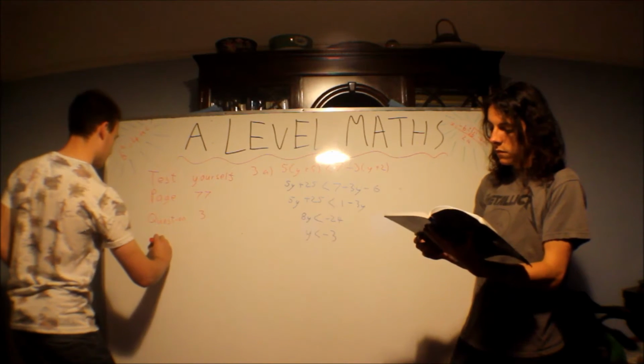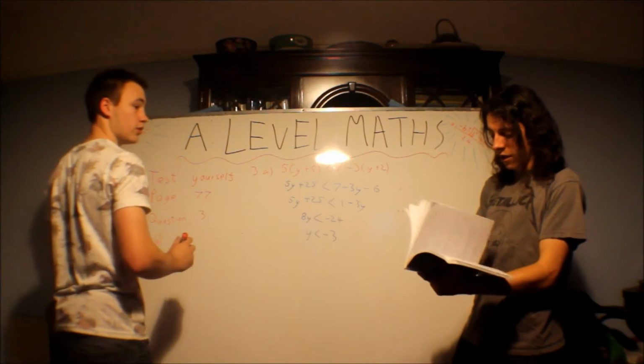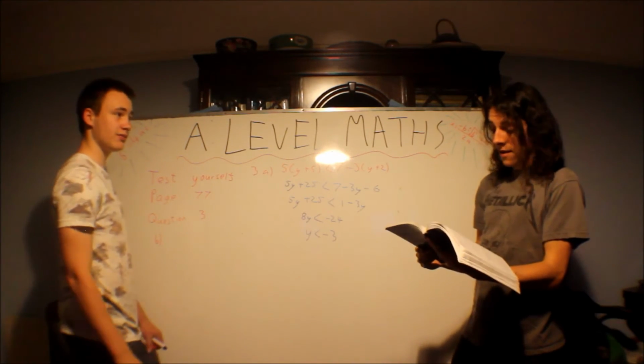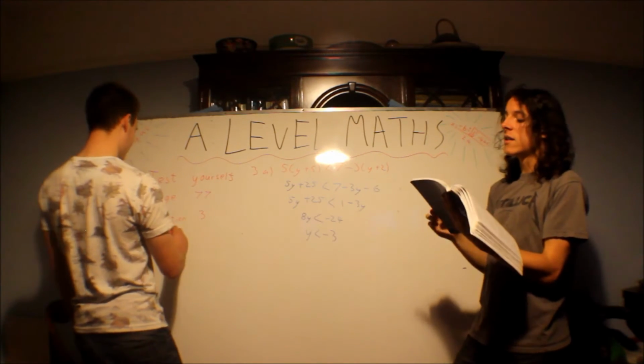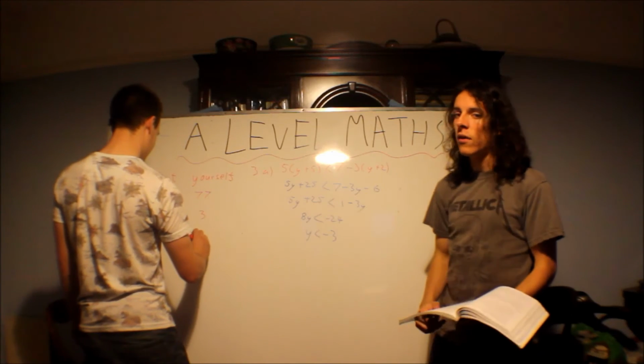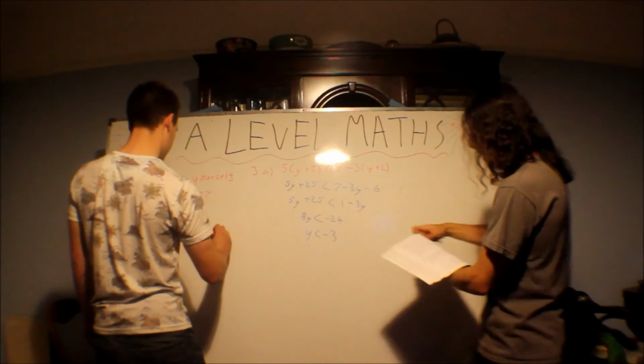The page has changed. I'll go back to page 77. So now we have part B, which is x squared plus 4x take away 12 is greater than 0.